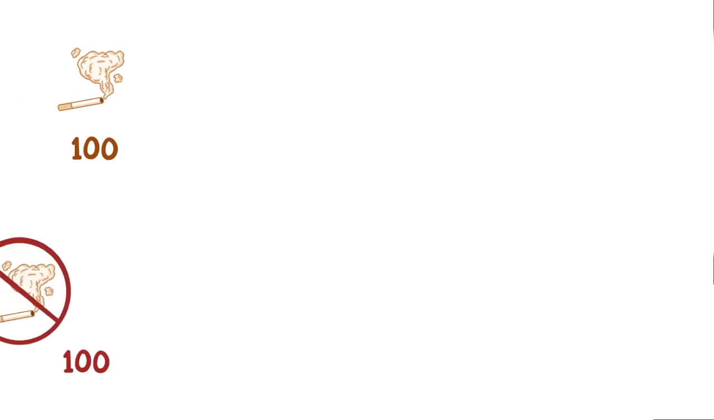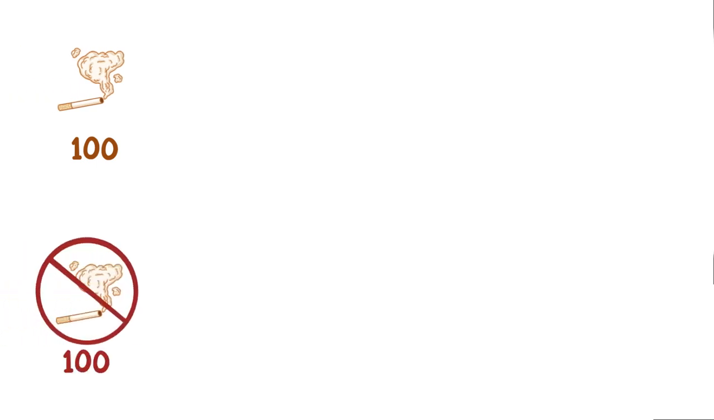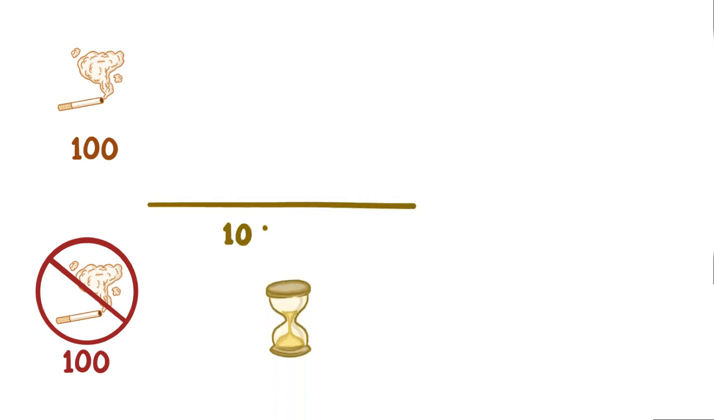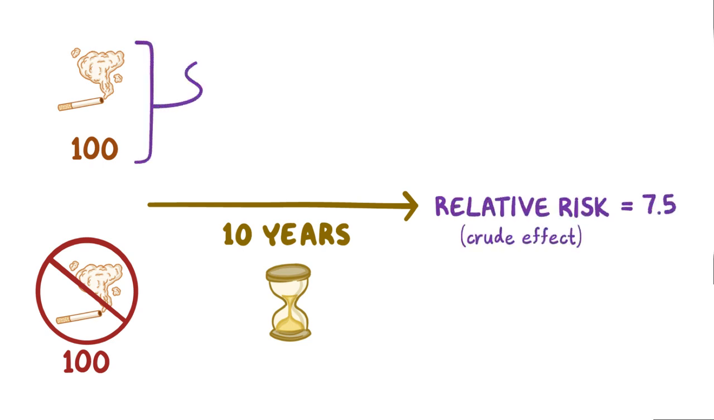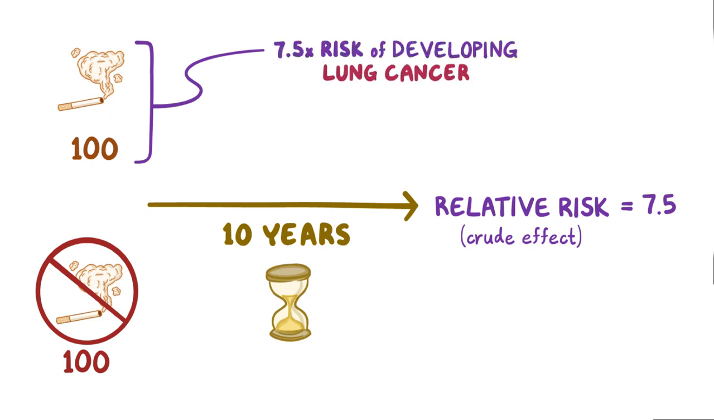So, you'd recruit 100 people who smoke and 100 people who don't, and compare the proportion of people in each group who develop lung cancer over the next 10 years. Let's say you find an overall relative risk or crude effect of 7.5. So, people that smoke have 7.5 times the risk of developing lung cancer compared to people that don't smoke.